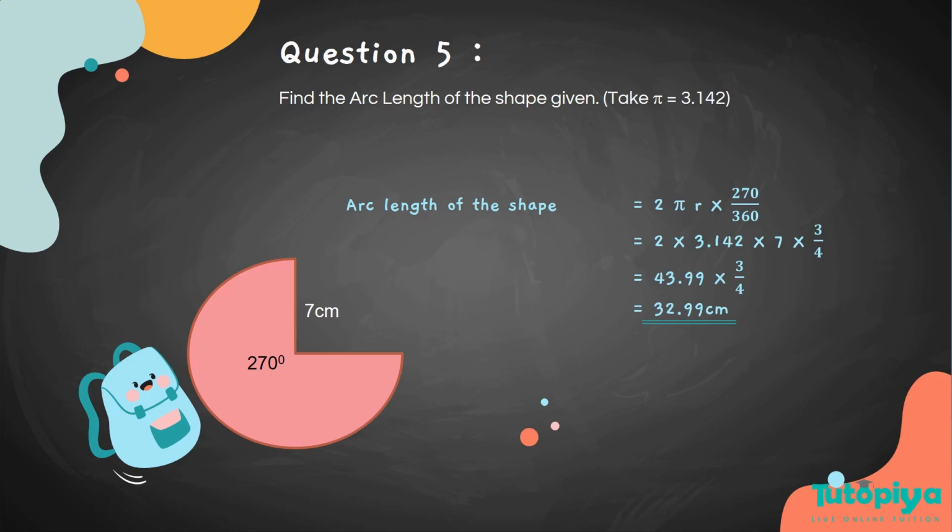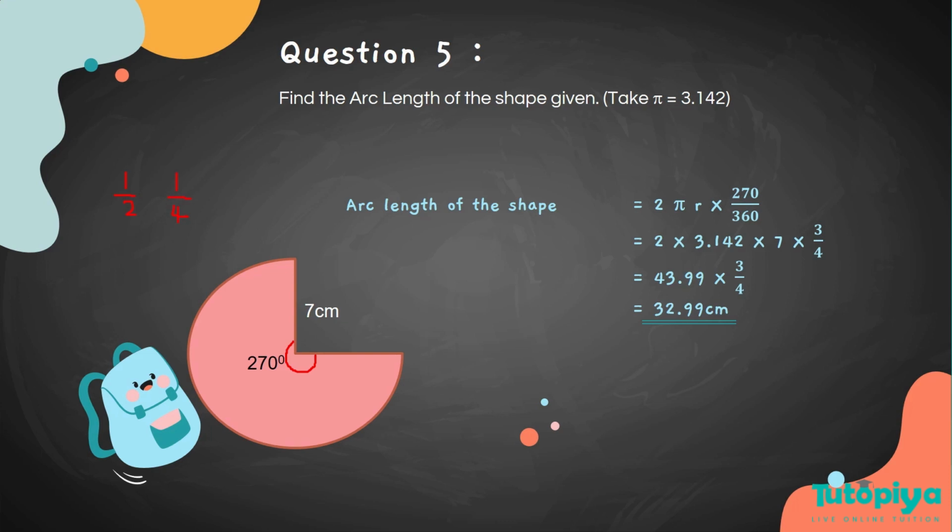Question number 5. Find the arc length of the shape given. Pi is equal to 3.142. What is this shape here? You have 270 degrees here, approximately. So now if we are not sure of the part of the circle. Now in the previous questions we know that one particular was a semicircle, you know it's half of the circle. There was another question which was 1/4 of the circle, but here we are not sure what part of the circle this is.